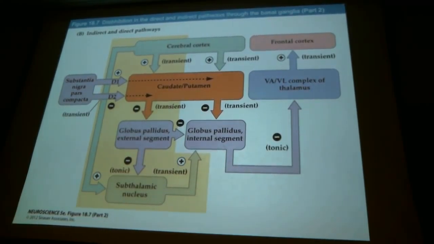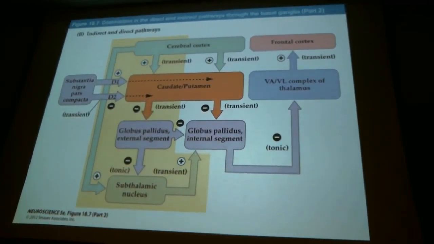And then we learned that this indirect pathway has an extra negative step, and negative times negative is a positive. So if you activate the caudate putamen through this indirect pathway, you actually excite the internal segment, which just increases the inhibition, which suppresses the thalamus and suppresses movement. So direct activates movement, indirect is antagonist and suppresses movement.